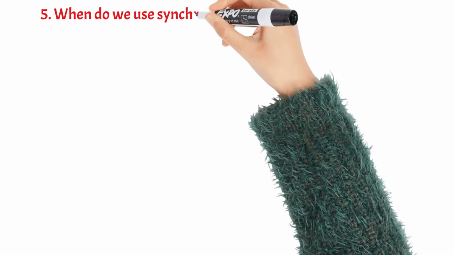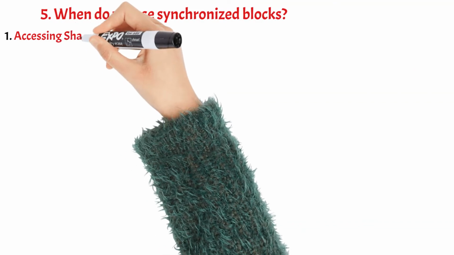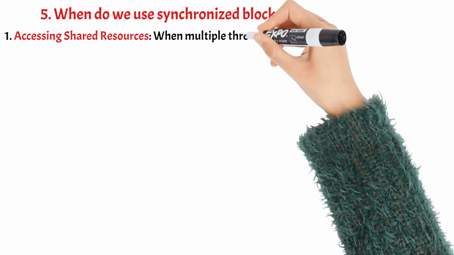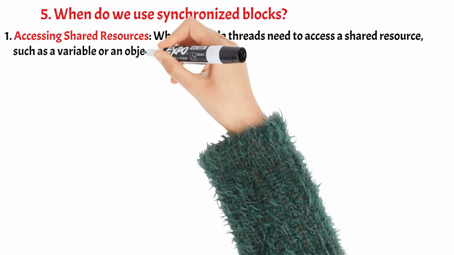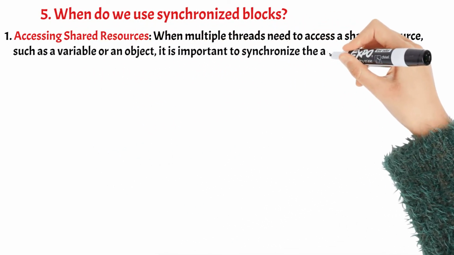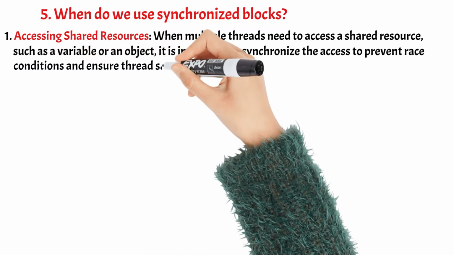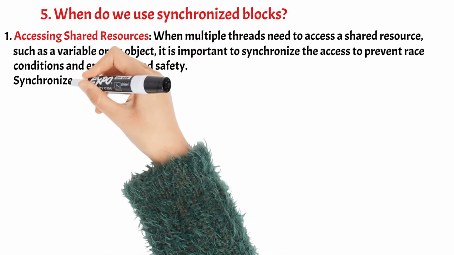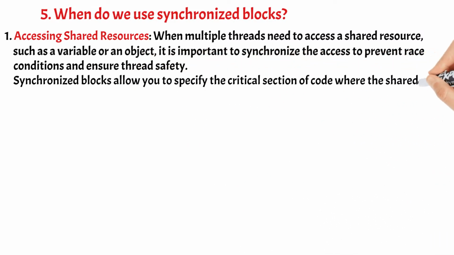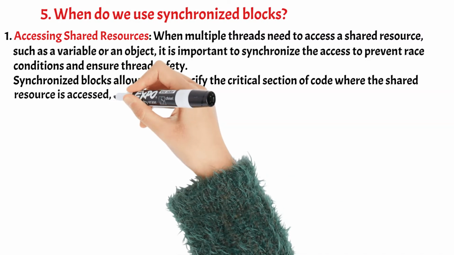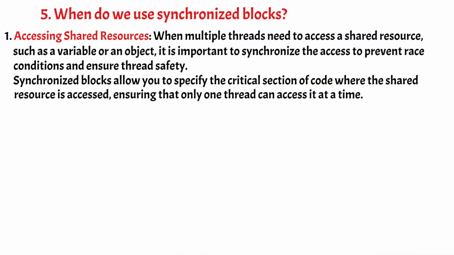5. When do we use synchronized blocks? 1. Accessing shared resources. When multiple threads need to access a shared resource, such as a variable or an object, it is important to synchronize the access to prevent race conditions and ensure thread safety. Synchronized blocks allow you to specify the critical section of code where the shared resource is accessed, ensuring that only one thread can access it at a time.